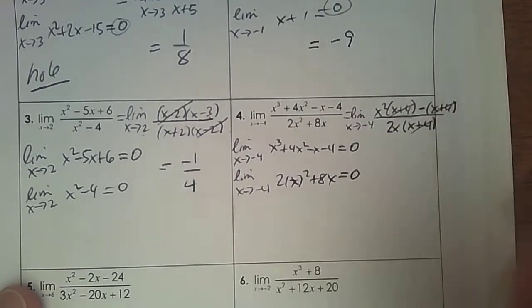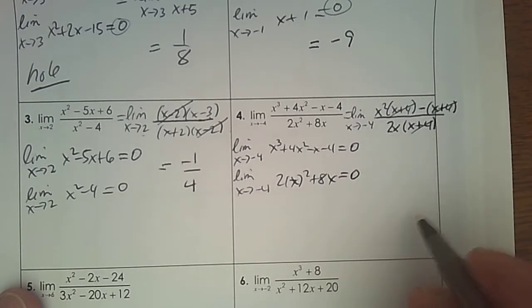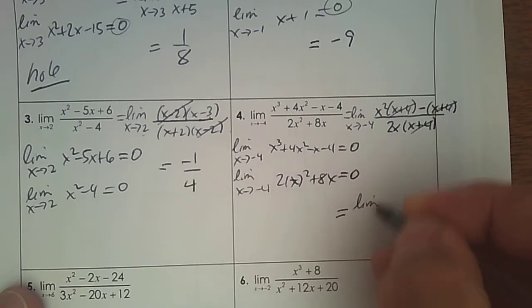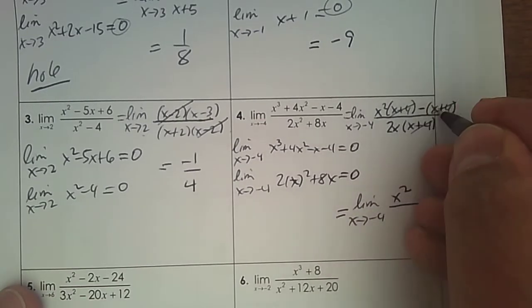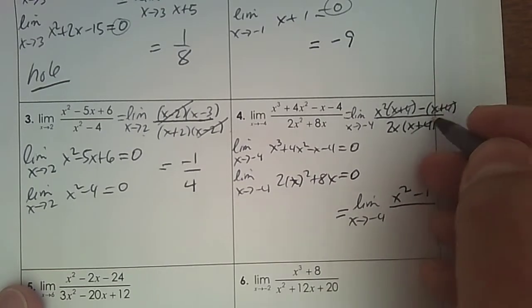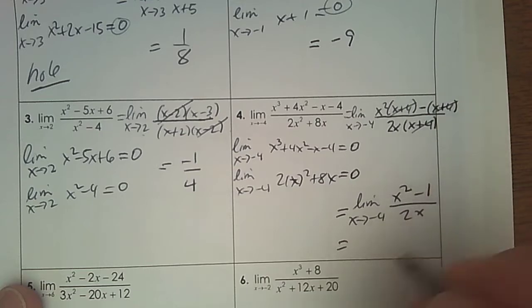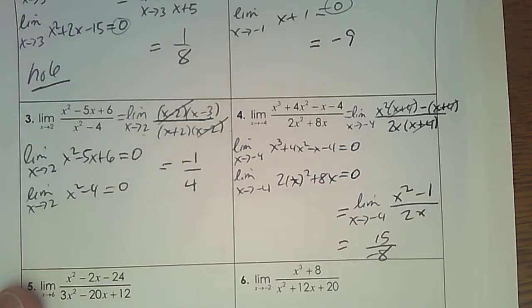So I'm dividing that x plus 4 out of each one, which means I'm now left with the limit as x approaches negative 4. I'm left with x squared subtract 1, because there's 1 left over, and then 2x in the denominator. Now I'm going to plug in. So that's 16 take away 1, that's 15 over negative 8, and you have your answer.